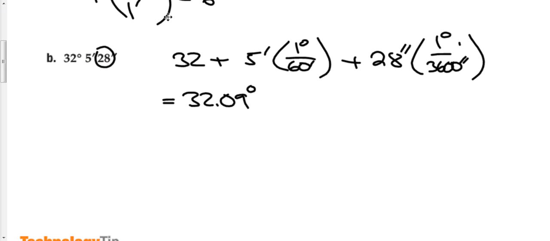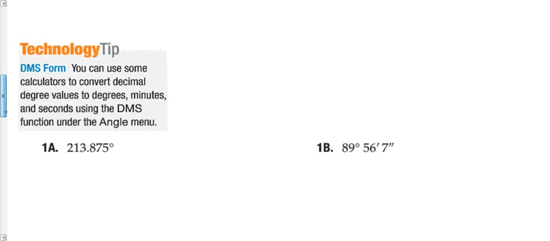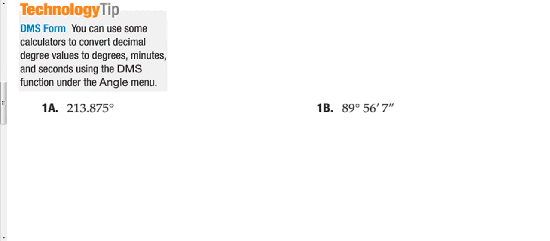Now, most calculators have a way to convert degree values to degrees, minutes, and seconds. Somewhere there's a DMS button. Sometimes it's under the angle menu. Sometimes it's on a second function. Sometimes it's a button that looks like this: degrees, minutes, seconds. Some sort of button that looks like that. It's tough to tell. You're really going to have to look into your calculator and figure it out.